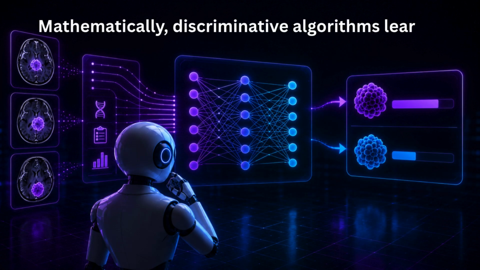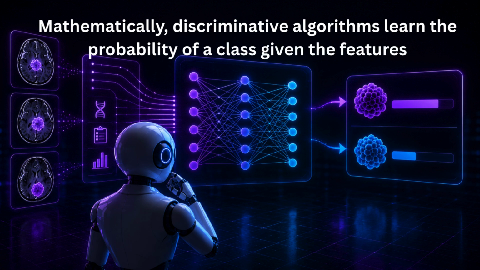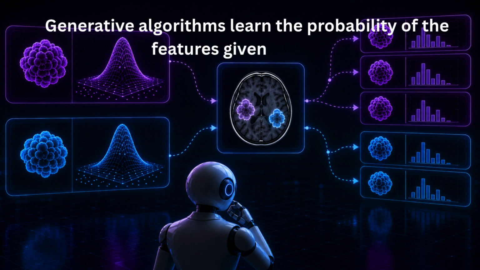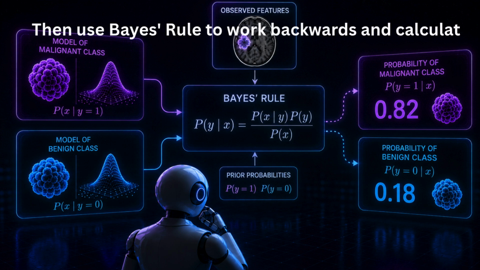Mathematically, discriminative algorithms learn the probability of a class given the features. Generative algorithms learn the probability of the features given the class. Then use Bayes' rule to work backwards and calculate the probability of the class.